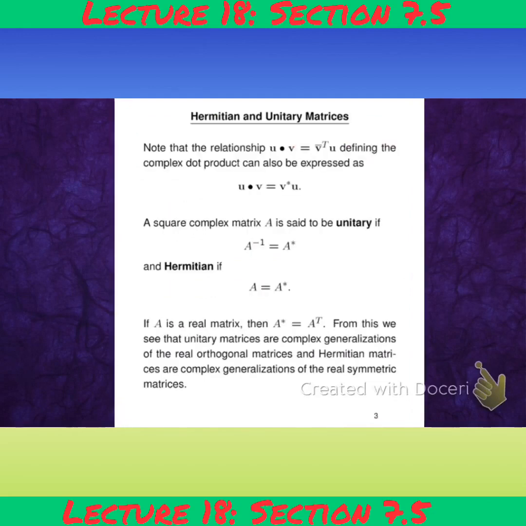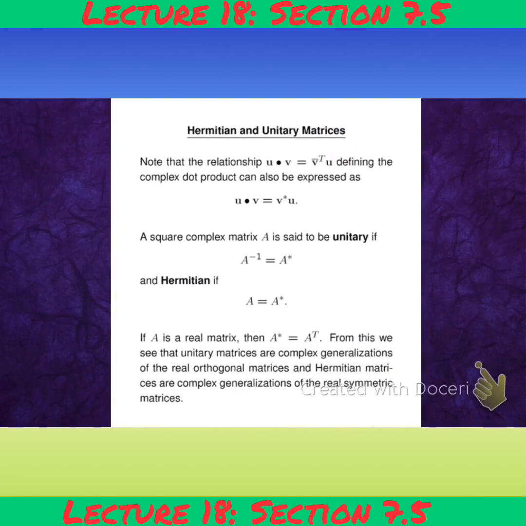Then a definition they're talking about here is the definition of a Hermitian and a unitary matrix. Note the relationship: remember the complex dot product. How did we define the complex dot product? You take the column vectors u and v, and you transpose v and take the conjugate of v, and you dot that with u.